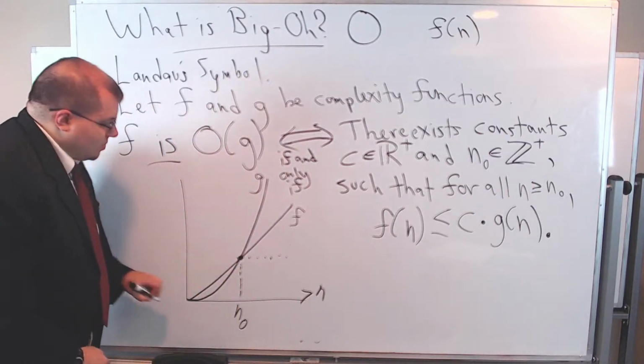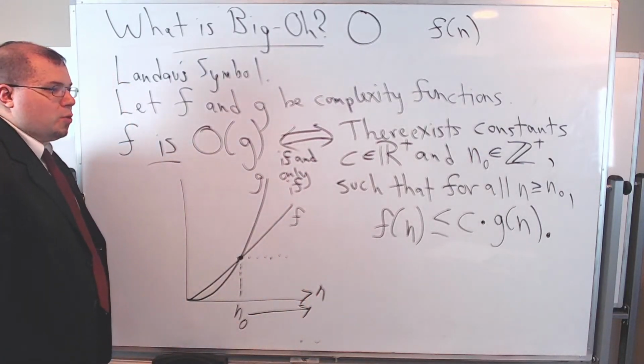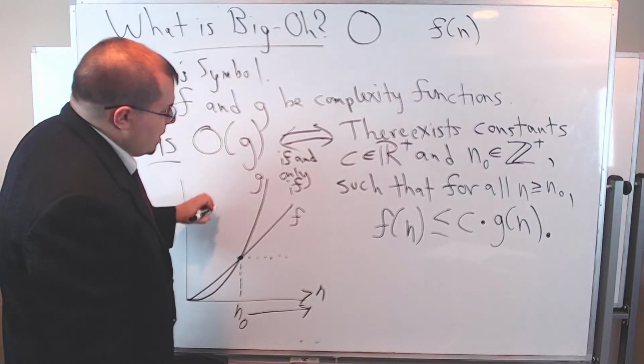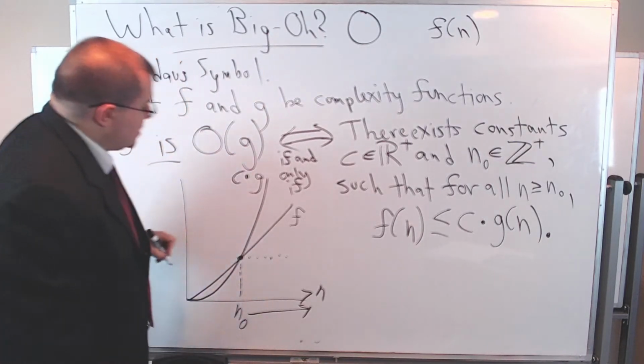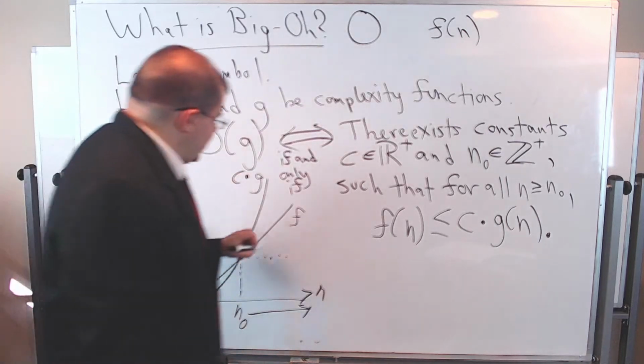So this would be n0, and n0 can be any value that follows after this point, assuming that I pick some function that is c times g. So what do I mean by this? Let me put it in simpler terms.